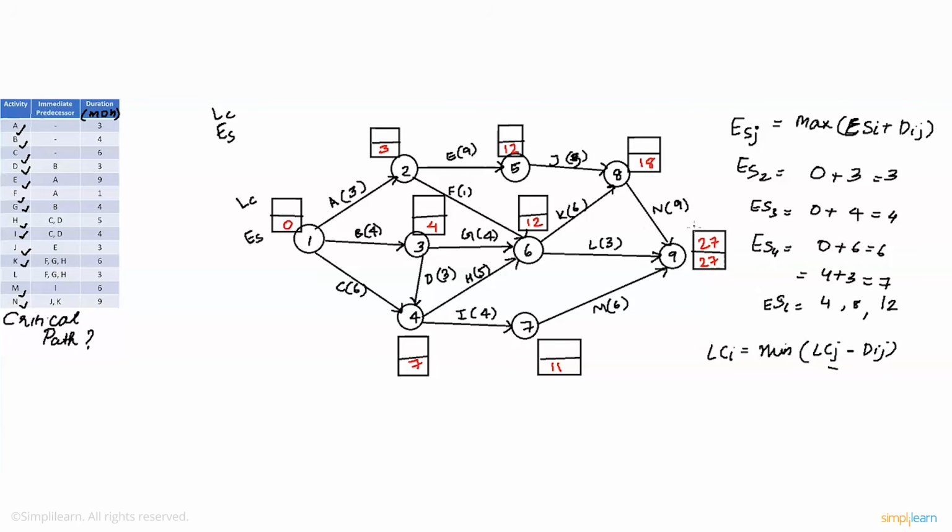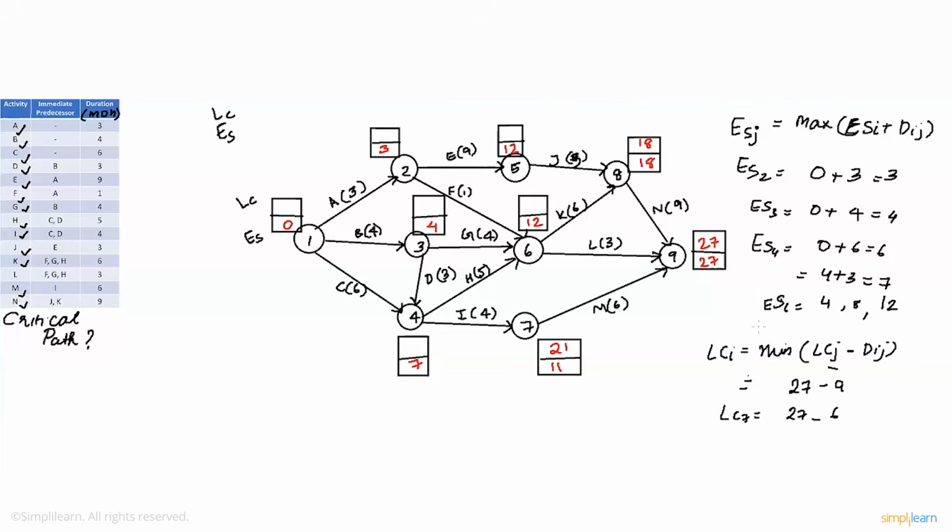Let's go to node number 8. When there are multiple connections shooting out of a particular node, we need to decide between a number of different options. In this case, node 8 is directly connected to node 9. We can calculate the latest completion time for node 8 by using the formula directly, which is 27 minus 9, which gives 18. So let's put that here. The latest completion time for node 8 is 18. Let's have a look at number 7. Here again, we have a direct connection between node 7 and node 9. So we can find the latest completion time for node 7 by directly applying the formula, which is 27 minus 6, which is 21. So let's write that down.